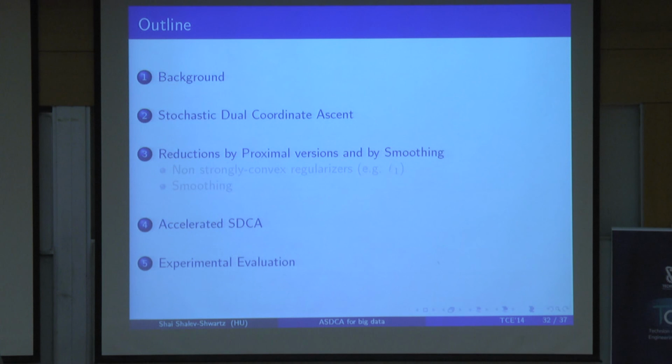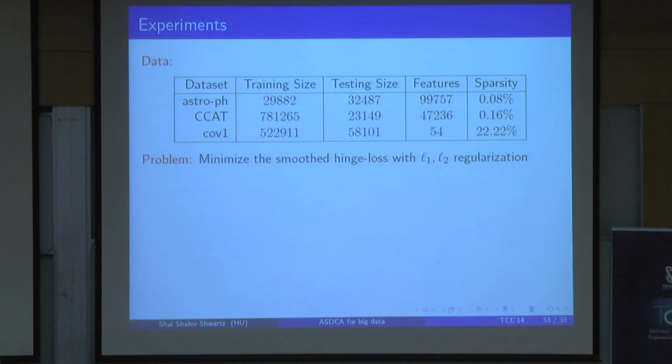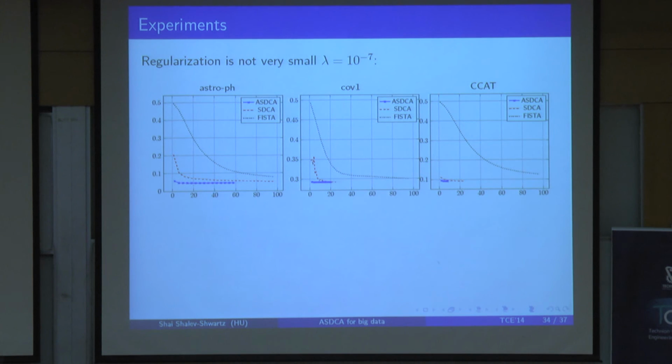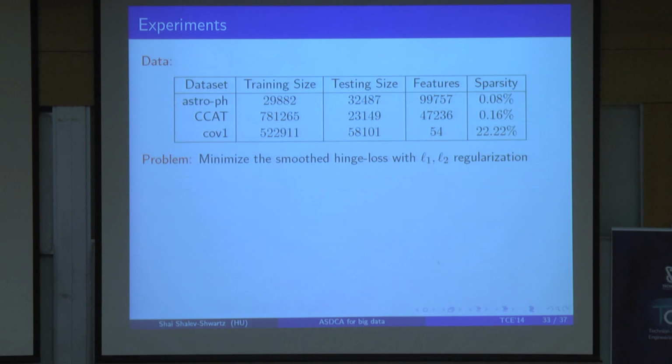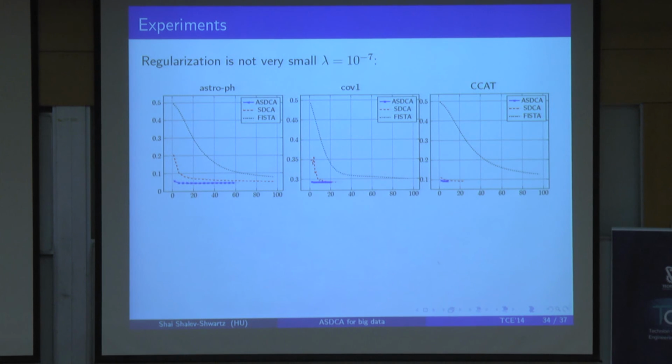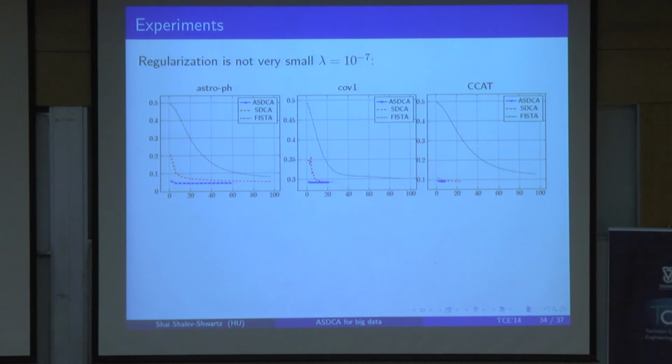Okay, let me skip the proof and just show you some evaluation on 3 standard data sets where we used this method to solve an L1, L2 regularized problem. So the 3 graphs are for 3 different data sets. And what you see is 3 algorithms, SDCA and ASDCA that I described. FISTA is a version of accelerated gradient descent for L1, L2 regularization.